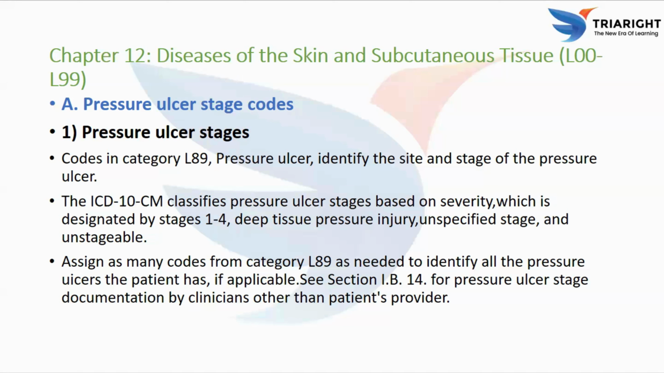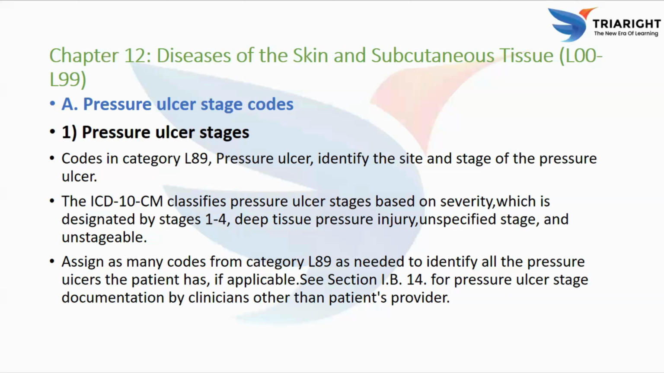So there is also the unspecified stage, whenever the stage is not documented, and there is also the unstageable stage, where they cannot determine the stage due to slough or eschar covering the ulcer. So what is the coding rule whenever multiple ulcers are diagnosed? If a patient has more than one pressure ulcer, you have to assign multiple codes from L89, one code for each ulcer, including both the site and stage.